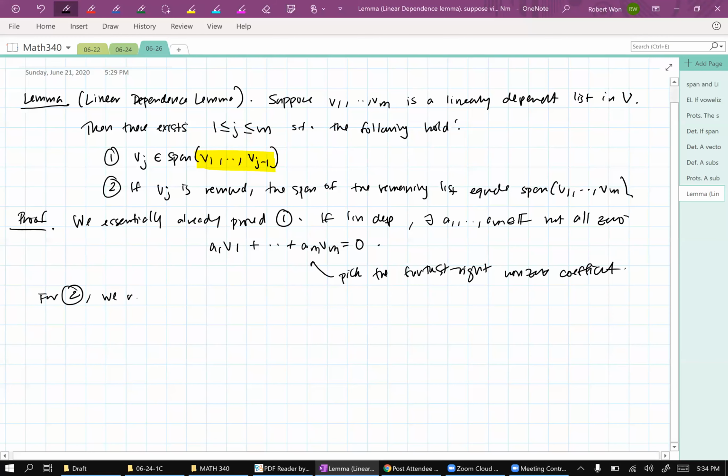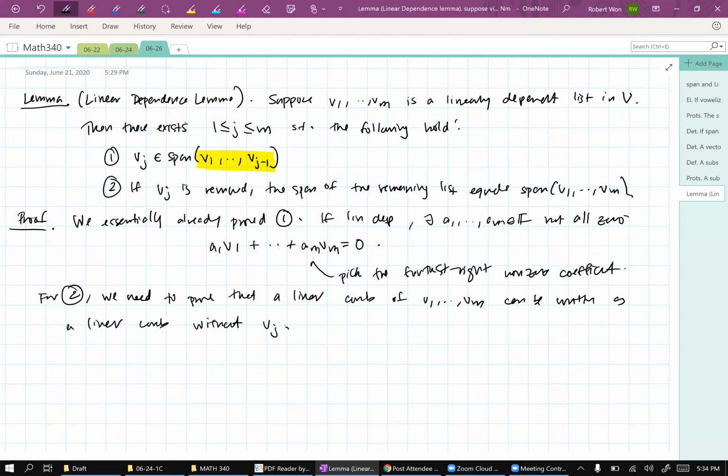Okay, so we need to prove that a linear combination of v1 through vm can be written as a linear combination without vj. To say that the span is unaffected means that every linear combination of all the vectors you can write as a linear combination without vj. That's what you would need to prove to show that the spans are the same.